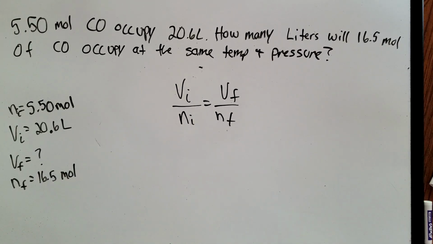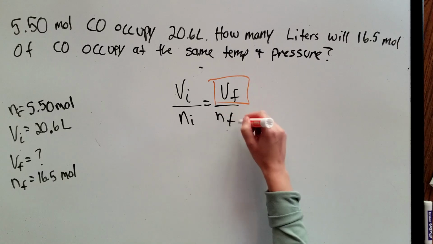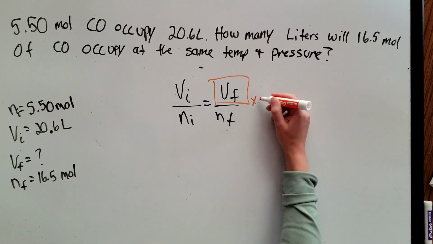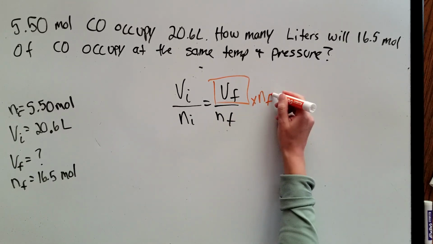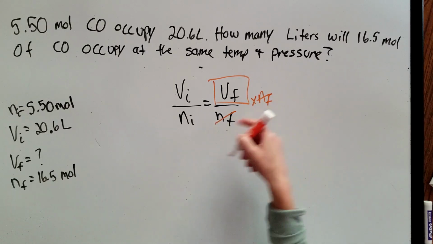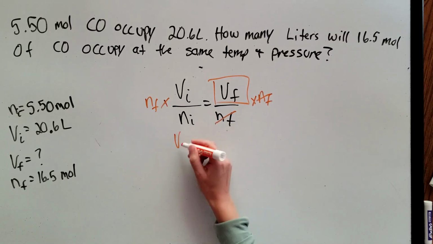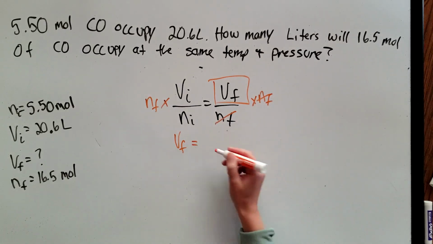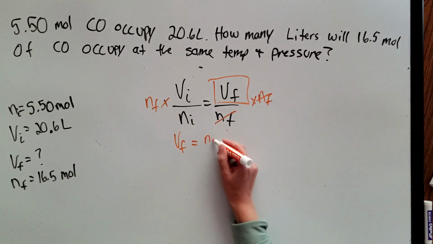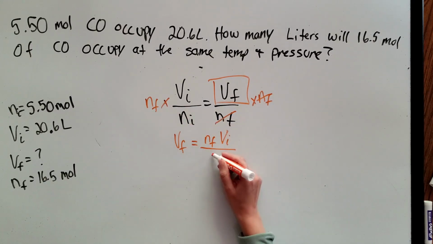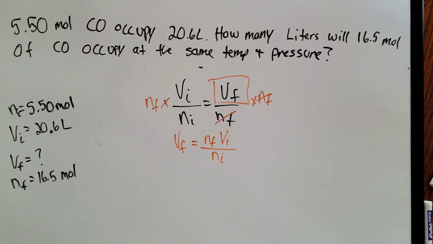And we are solving for final volume. Okay, so we want final volume by itself, so we need to get rid of Nf, final moles. So to do that, since it's in the denominator, I'm going to multiply by Nf. That will cancel it out on this side. Whatever I do to one side of the equation, I have to do to the other, so I'm going to multiply this side by Nf as well. That is going to get my final volume by itself. I'm going to have Nf now in the numerator, multiplied by Vi, and that whole thing is divided by Ni. So let's plug in.